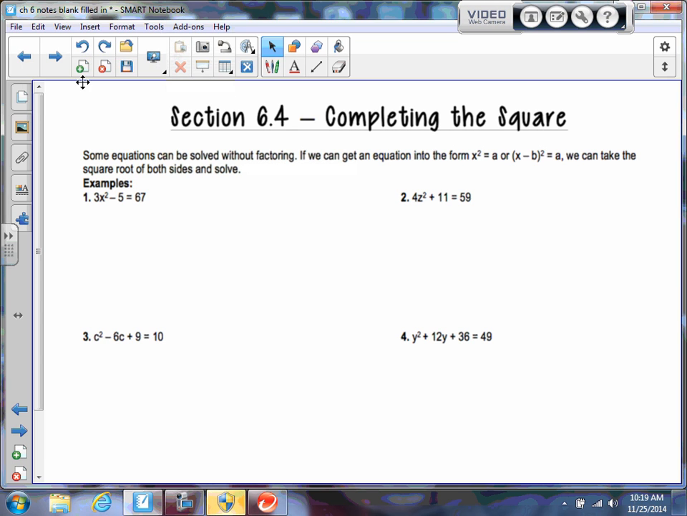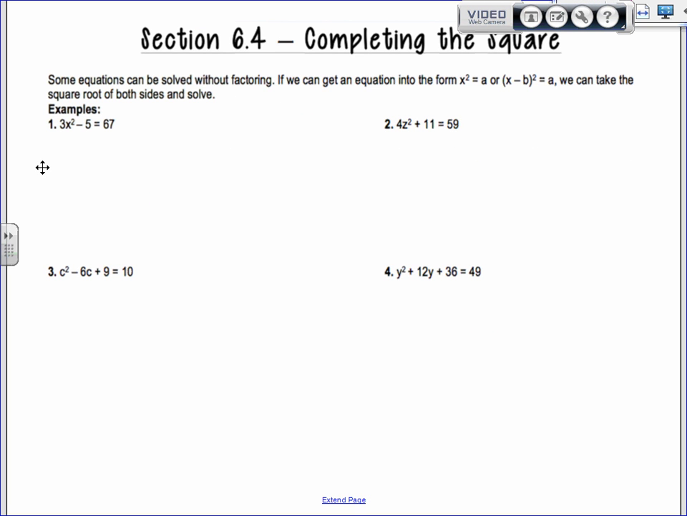Section 6.4 is on completing the square. Completing the square is something that you probably didn't do in Algebra 1. It's a little bit different.